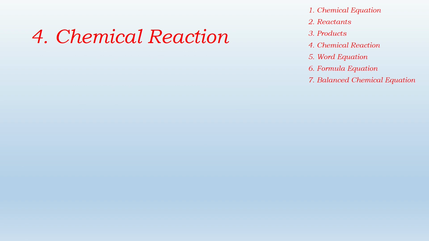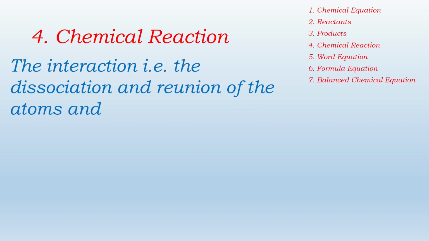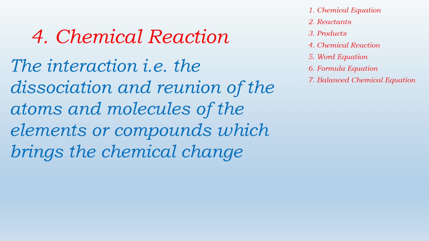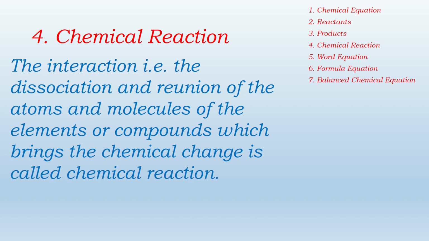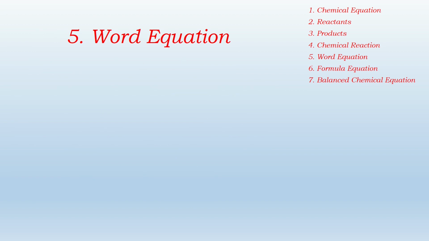Now next, chemical reaction. Exactly what is chemical reaction? The interaction, that is the dissociation and reunion of the atoms and molecules of the elements or compounds which brings the chemical change is called chemical reaction. Whenever an element or a compound takes part in the chemical reaction, then the element and compound both dissociate first and form atoms, and these atoms combine with each other in different settings and the chemical reaction occurs. Okay, let's go to next.